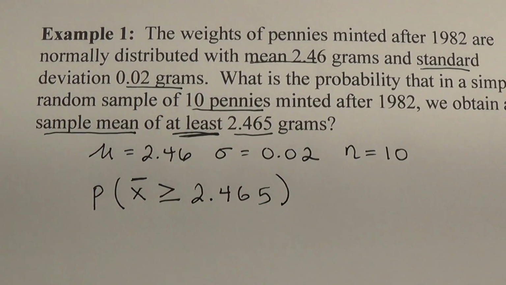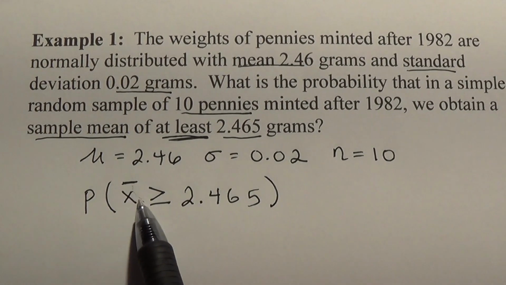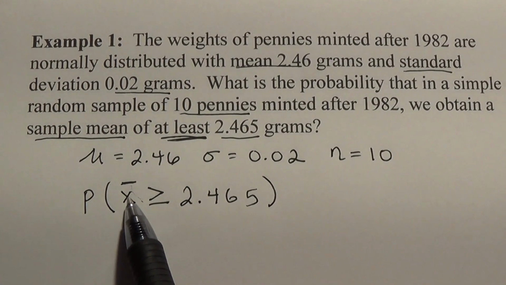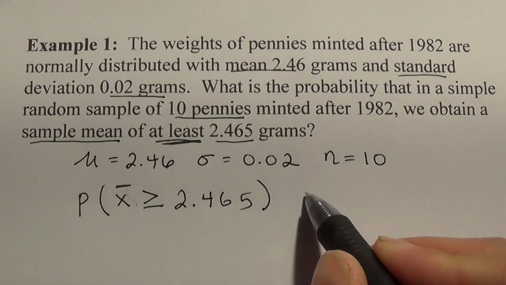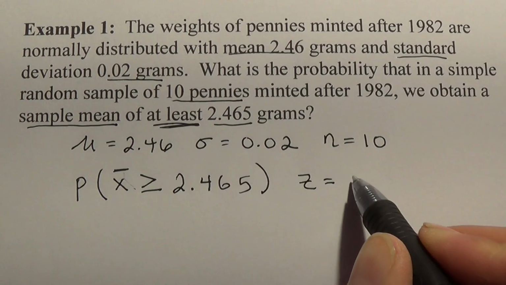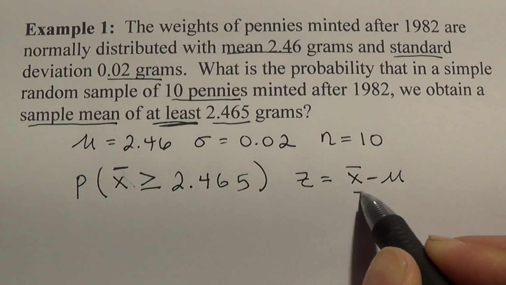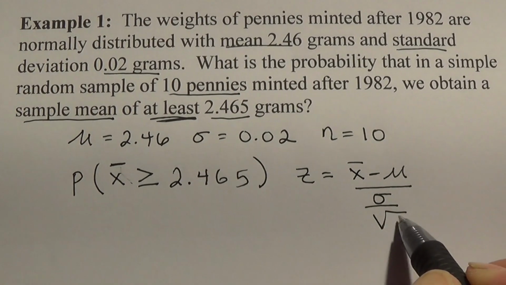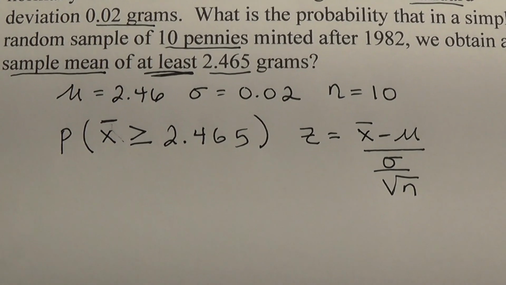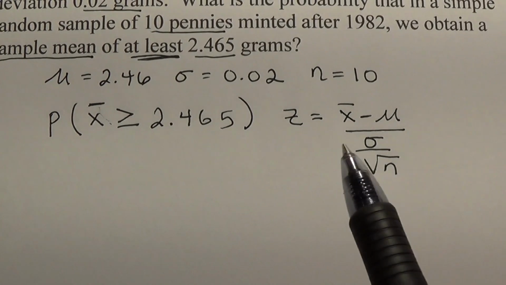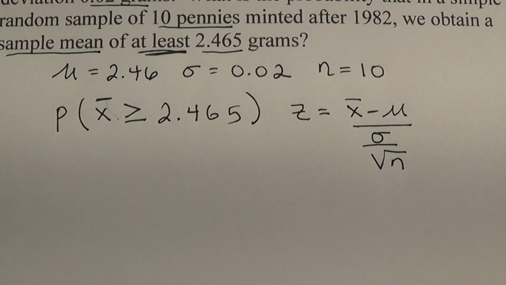2.465 grams. Now, what we need to do is convert this x bar into a z. According to the central limit theorem, z is equal to x bar minus mu divided by sigma over the square root of n. So the idea is to convert this x bar into a z-score so we can use our table.